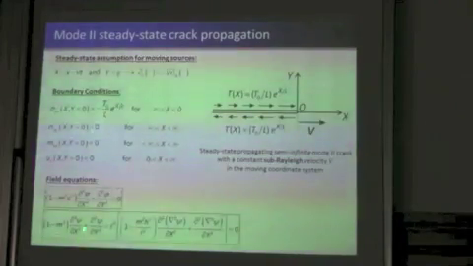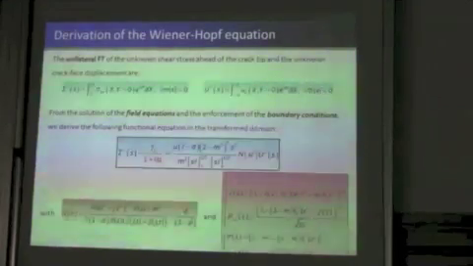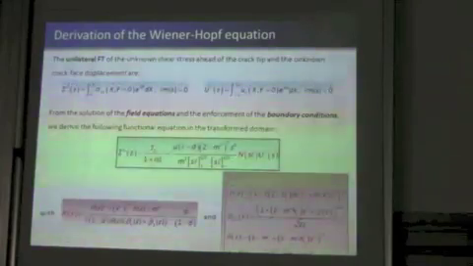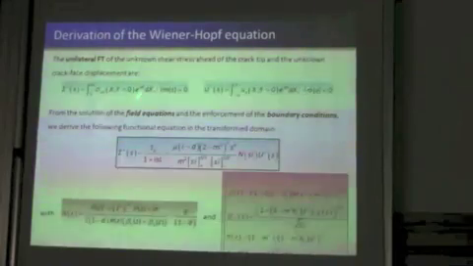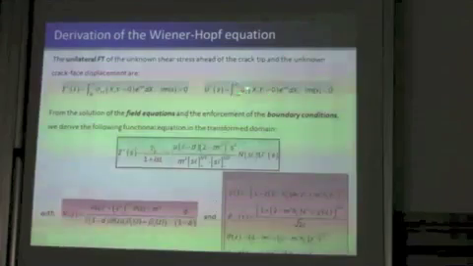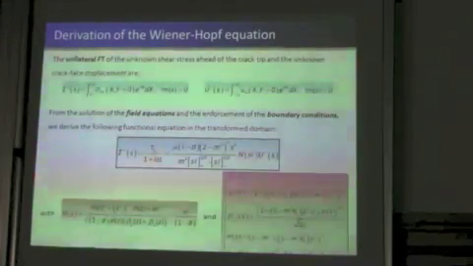So we want to solve this problem analytically. What we're going to do is use the Fourier transform in order to find the solution, and in particular we define the unilateral Fourier transforms of the unknown stress ahead of the crack tip and the unknown crack face displacement in the following way, where sigma plus is analytic in the upper complex domain, and U minus, which is the transform of the crack face displacement, is analytic in the lower complex domain.